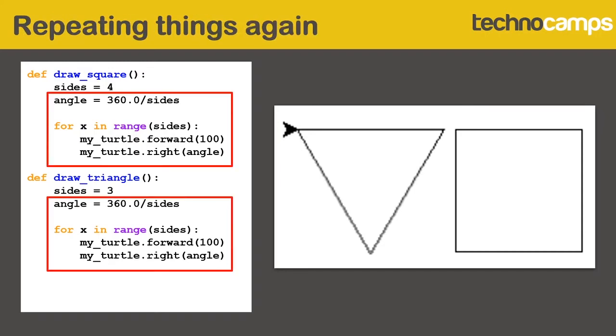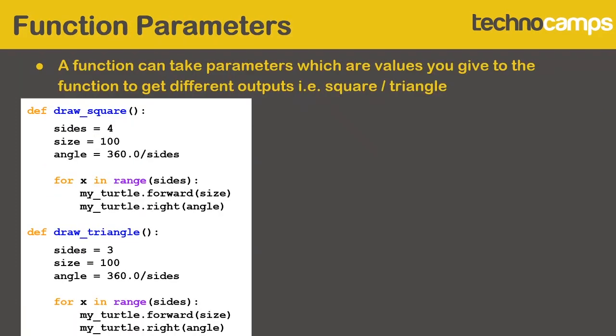That's right, code repetition is taking place once again. We're using exactly the same script in both functions. So this leads quite nicely onto the final topic for this workshop, where we talk about function parameters. A function parameter is a value you give to the function at the point you call it in your program to enable it to give you different outputs.